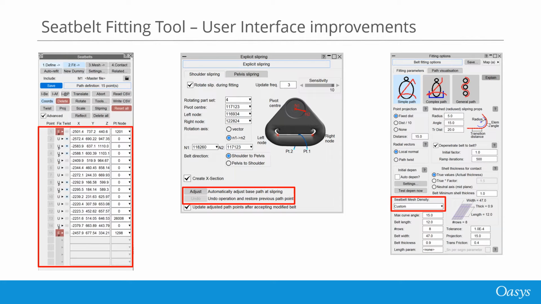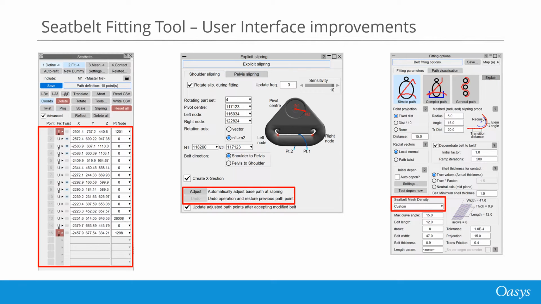There are 3 key improvements to the UI in the version 21 release. The first one is the extension of the basic path points list. This gives improved visibility of the current path points and allows for easier manipulation of the various path point parameters.